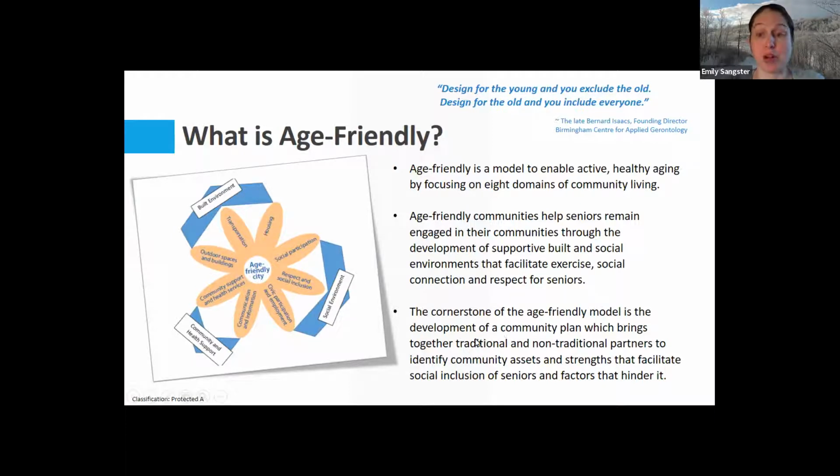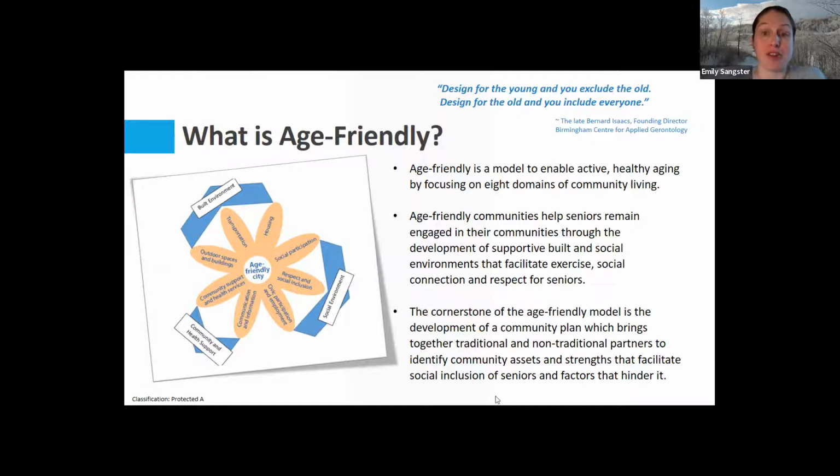And the cornerstone of this model is developing a community plan that brings together traditional and non-traditional partners to identify community assets and strengths that facilitate social inclusion of seniors and also factors that hinder it. Each age-friendly plan is unique because it addresses that community's specific needs and is developed by and for that community. Implementation can be achieved through small steps initiated by local community members, through more major initiatives that require greater resources and contributions, or the collaborative efforts of a range of groups.